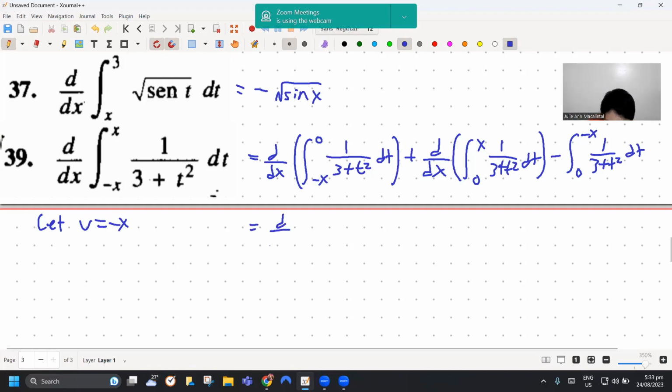So d dx of... Dapat, hindi. Ganito. Divide and conquer. Ang kailangan mo kunin ng derivative ay yung derivative with respect to x of negative. So d dx of 0 to negative x of 1 over 3 plus t squared dt. Tapos may minus sign, di ba? Kasi finlip mo yung integral.